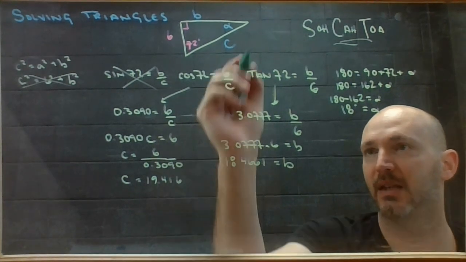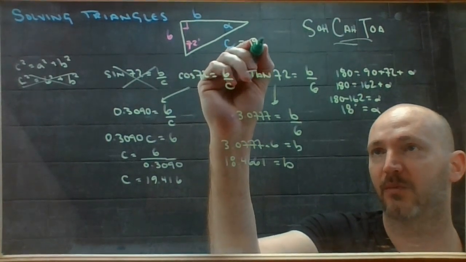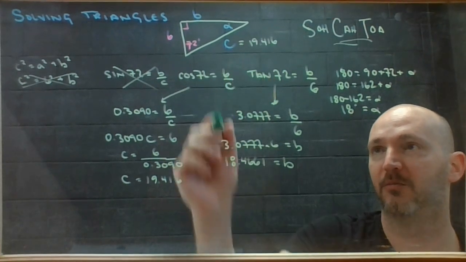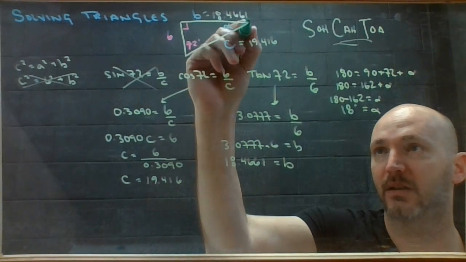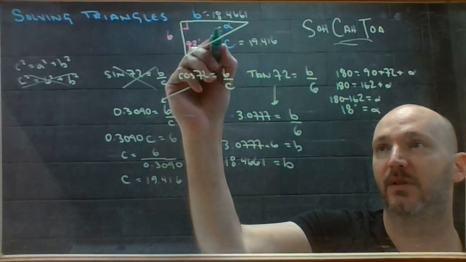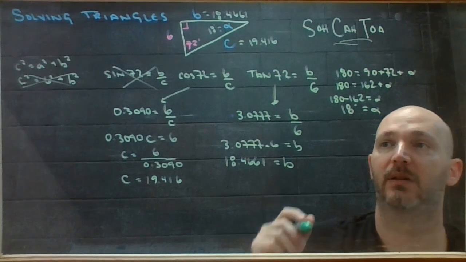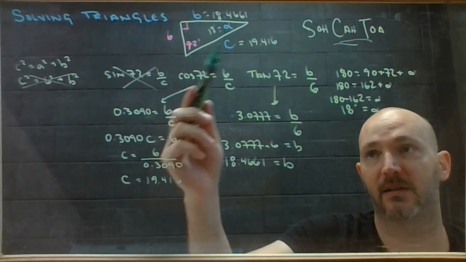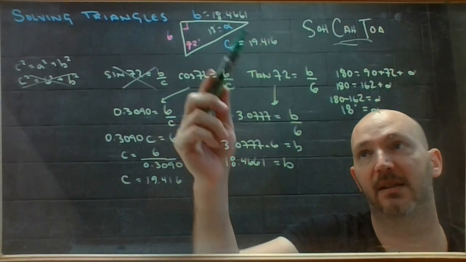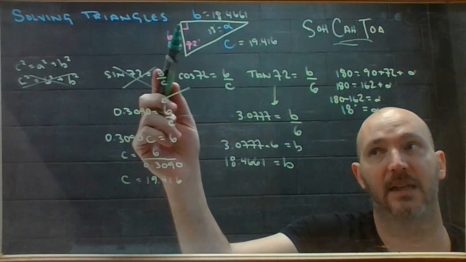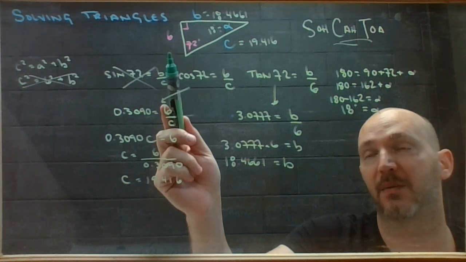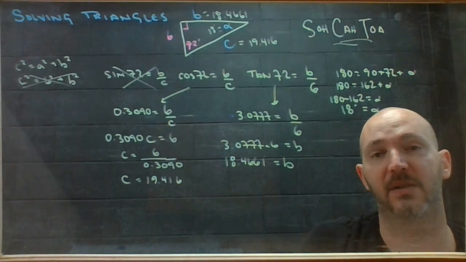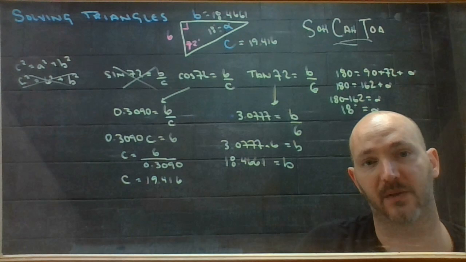All right, so C was 19.416. B was 18.4661. Alpha was 18 degrees. So again, self-check. 19.416 is the biggest of the three sides, and it is across from the biggest angle. 6 is the smallest of the three sides. It's across from the smallest angle, so I know I've done all this correctly.